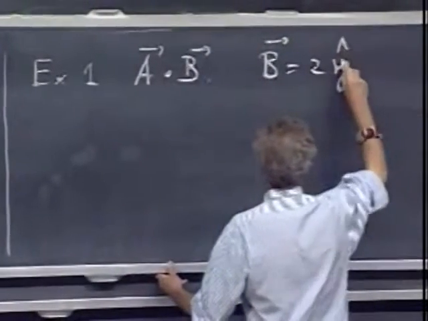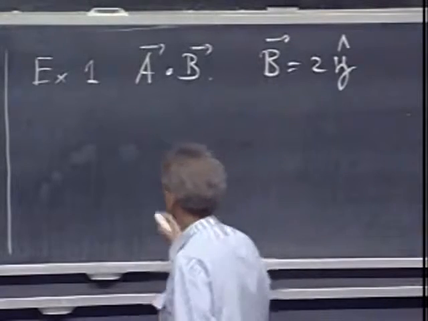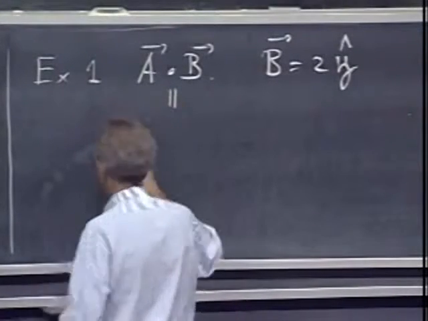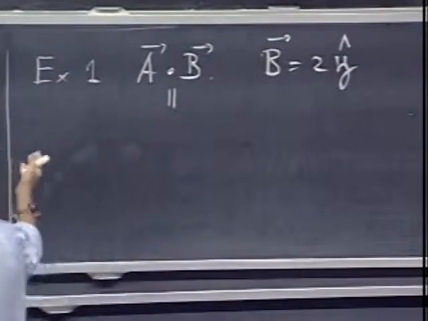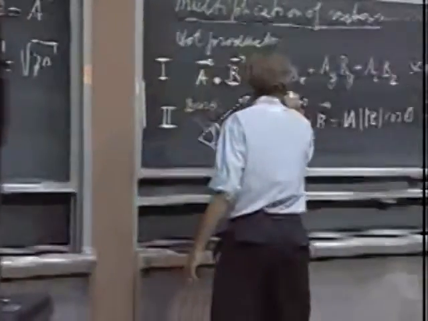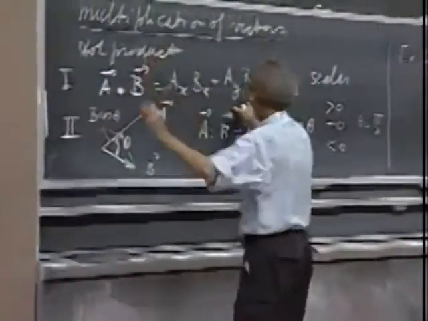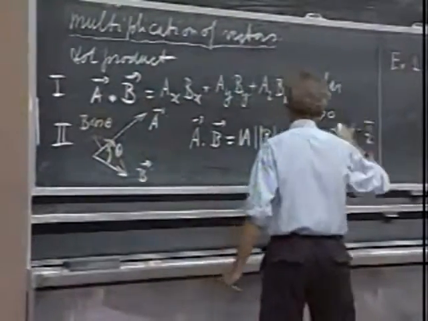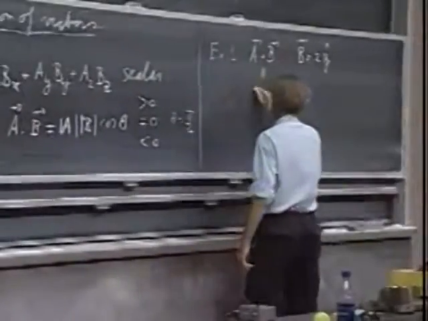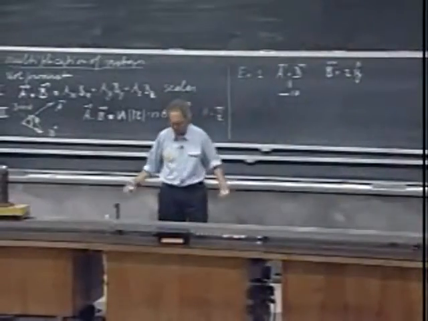2y roof. That's all it is. Well, what is A dot B? A dot B, there's no x component of B. So that becomes 0. This term becomes 0. There is only a y component of B. So it is minus 5 times plus 2. So I get minus 10 because there is no z component. Simple as that. So it's minus 10.